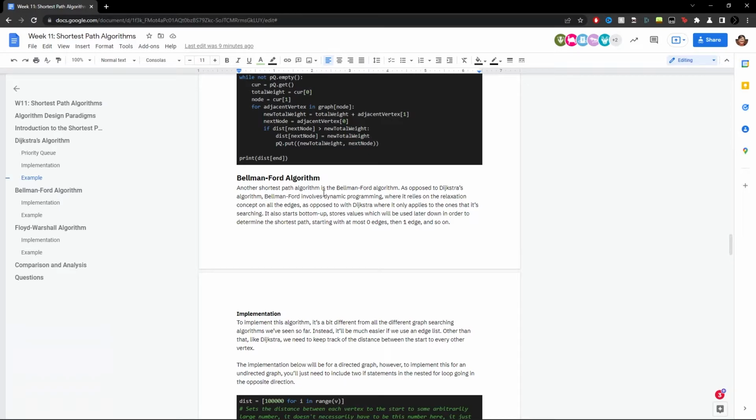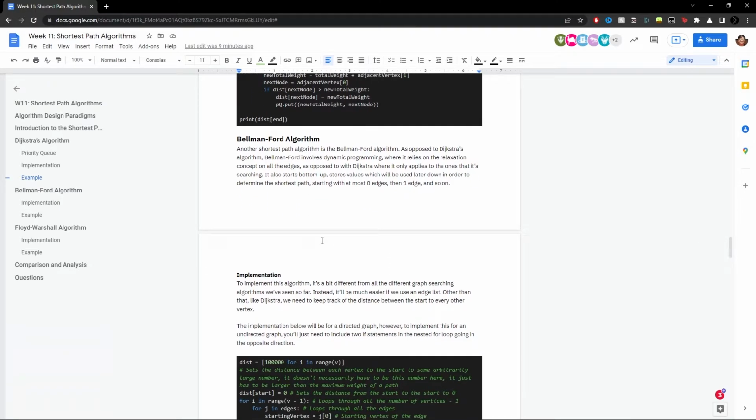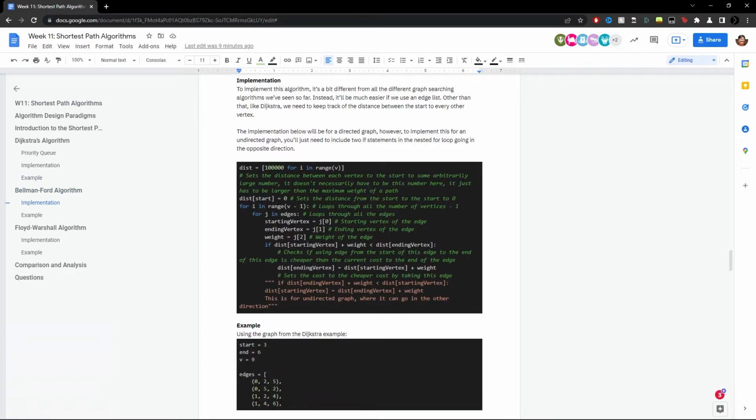All right. Now with the Bellman-Ford algorithm, as opposed to Dijkstra's algorithm, Bellman-Ford involves something called dynamic programming, where it relies on the relaxation concept on all the edges, as opposed to Dijkstra, where it just applies to the ones that it's currently searching. It also works bottom up and stores values that will be used later in order to determine the shortest path, starting with at most 0 edges and 1 edge, and so on. So I don't have to explain anything different. There's no new special structure with Bellman-Ford, so we can just jump straight into implementation.